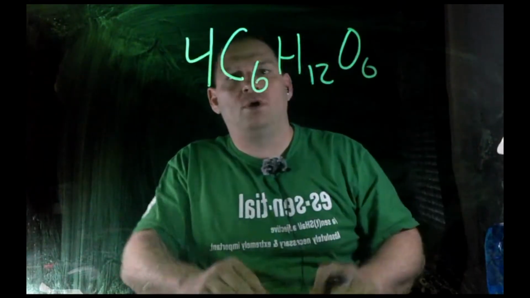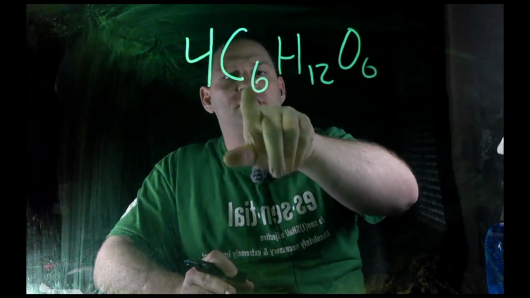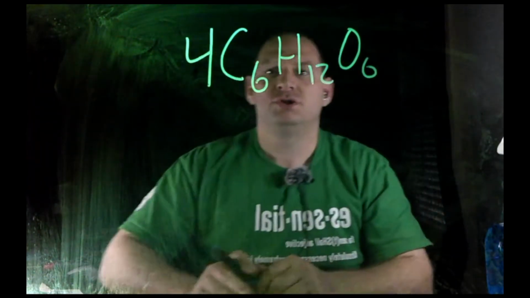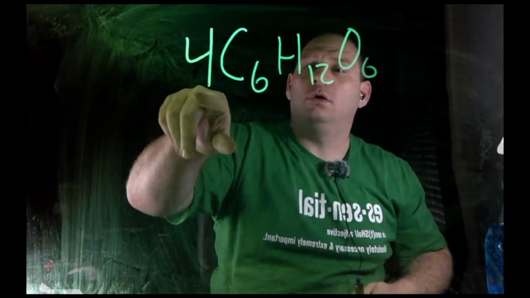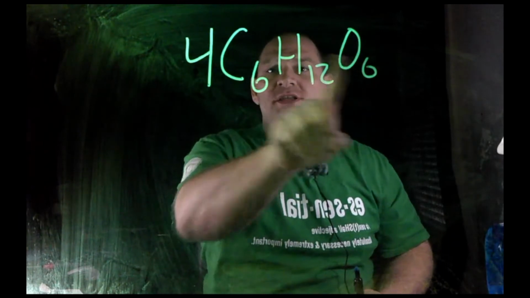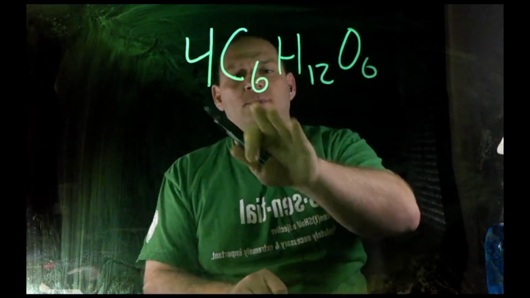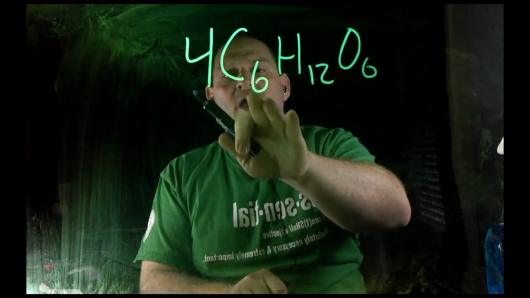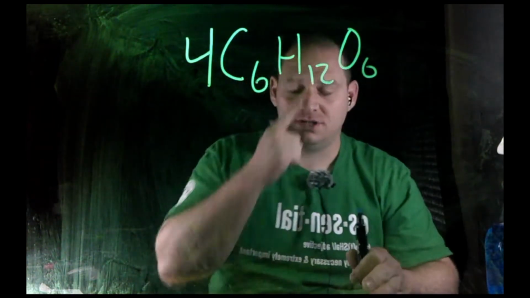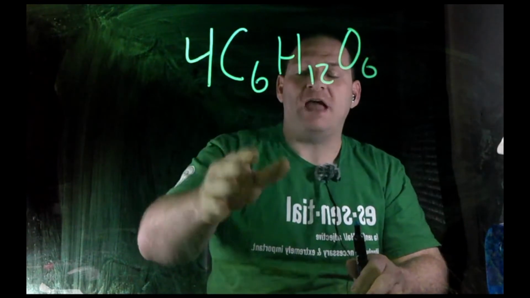All right, so our next problem is C6H12O6, and this time we have a 4 up front. So again, let's review it. The 4, the big number up front, is our coefficient, which means we have 4 sets of this molecule. The small numbers are subscripts, so we have 6 carbons, 12 hydrogens, and 6 oxygens. Let's go ahead and count how many atoms we have of each.